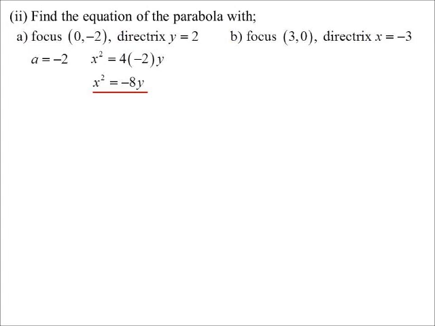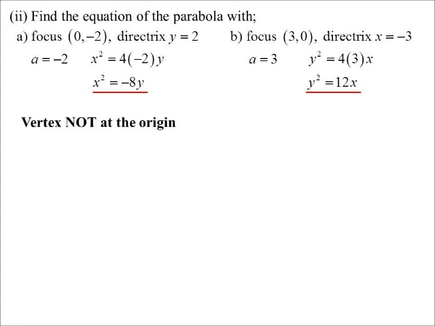In the second one, the focus is 3, 0. Hang on. This parabola is on its side, because you'll notice the directrix is not y equals, it's x equals. So a is 3, so instead of x squared equals 4ay, it'll be y squared equals 4ax. And so we get y squared is 12x. Okay, so as I say, it's at the origin, it's all fairly straightforward. x squared is 4ay.